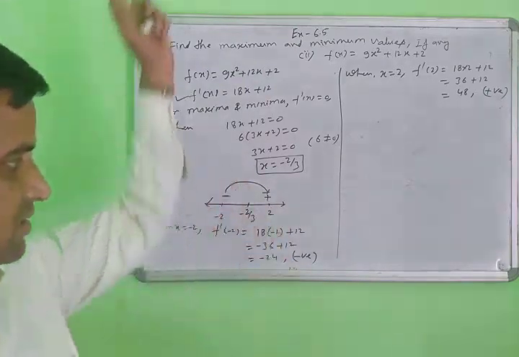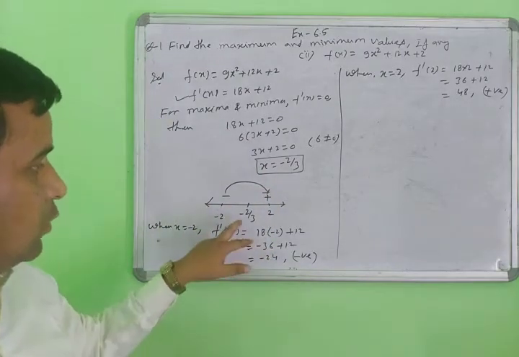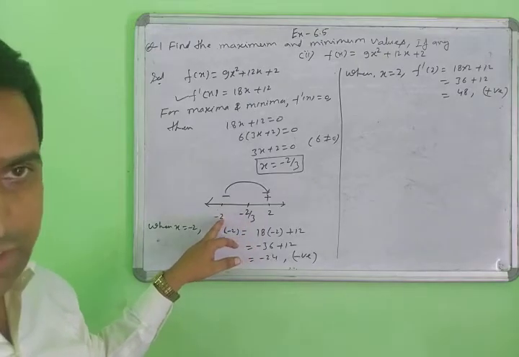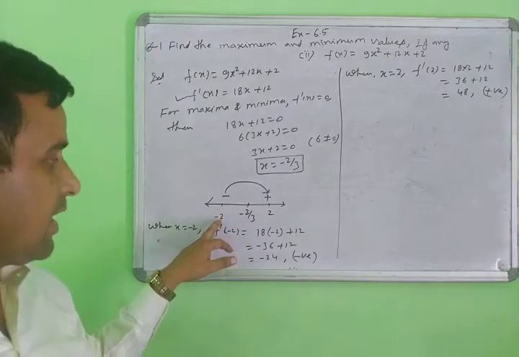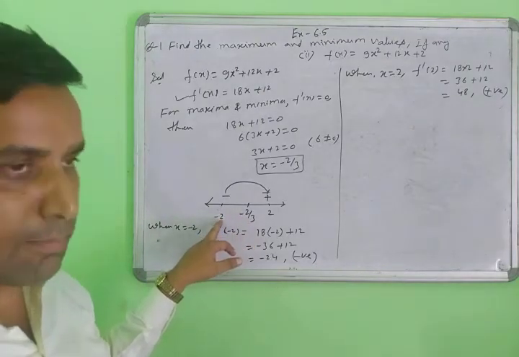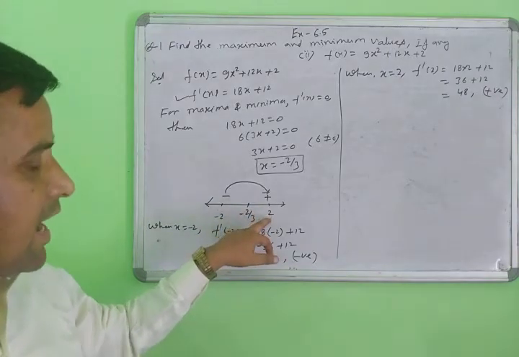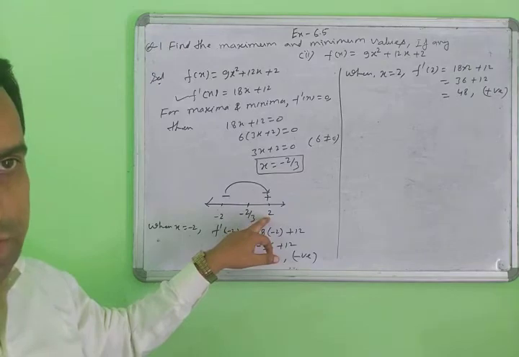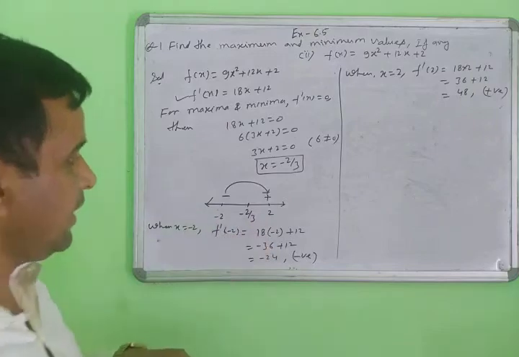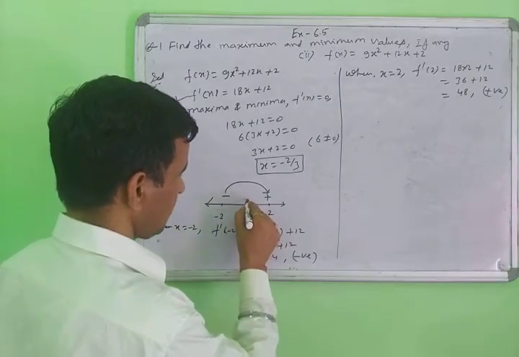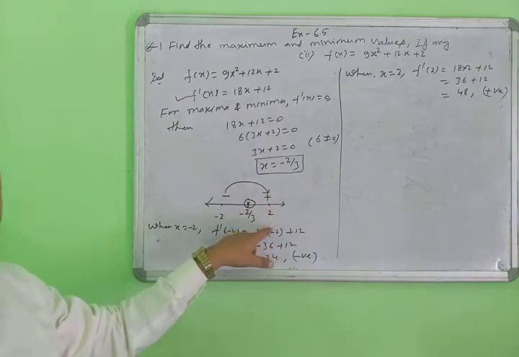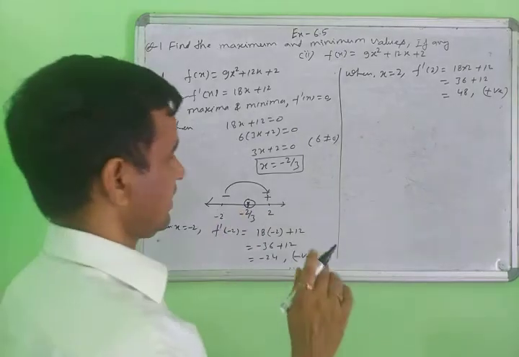Once again, you can take any number less than this number, suppose −3 or −4, no problem. Similarly, you take any number more than this number, suppose +3, +4, +5, +6. This does not matter. This is your main number, the critical point. Check the left side and the right side of the critical point with any number.